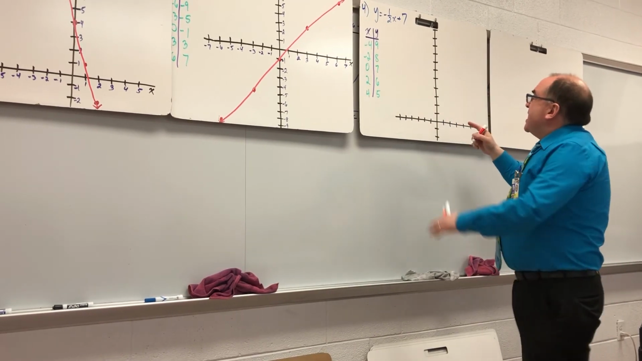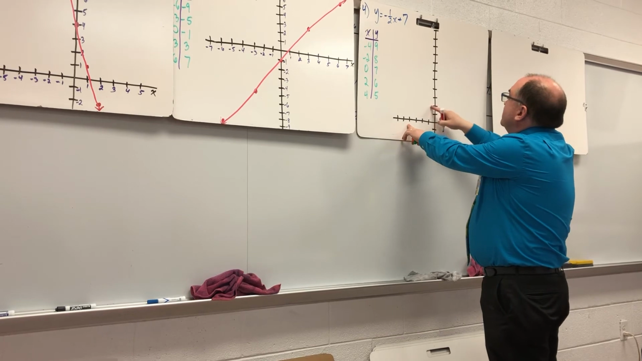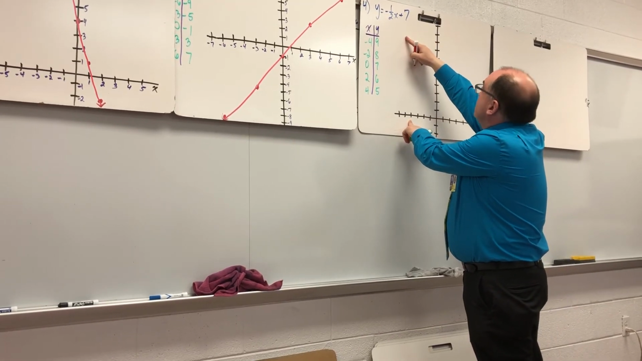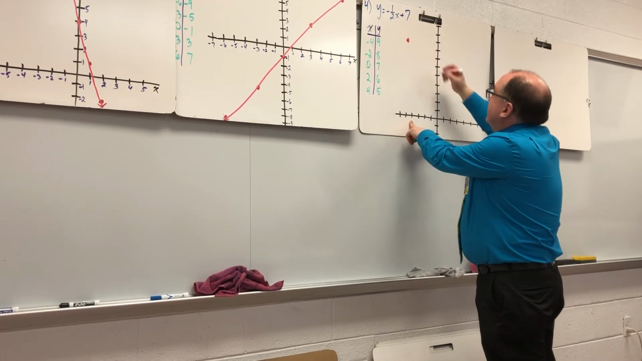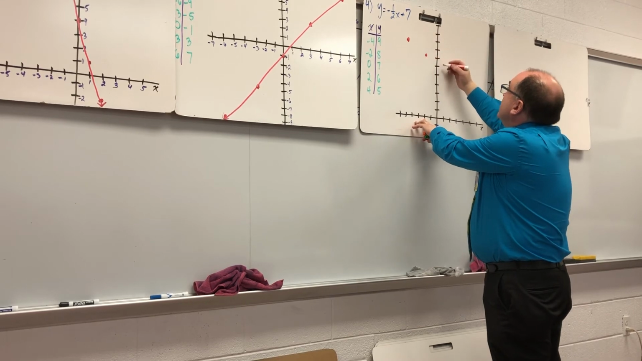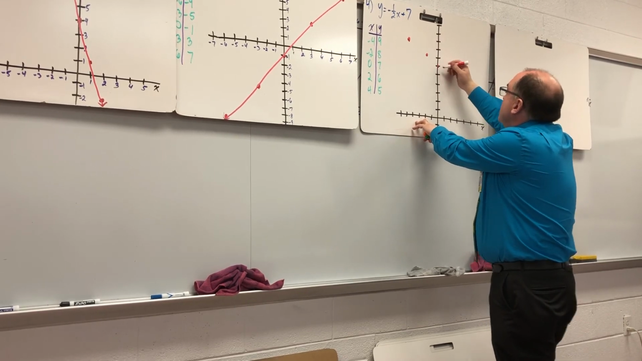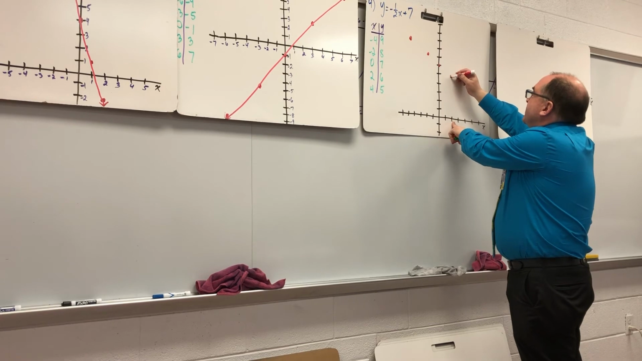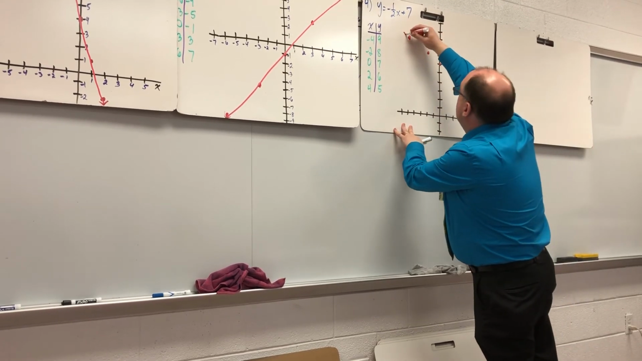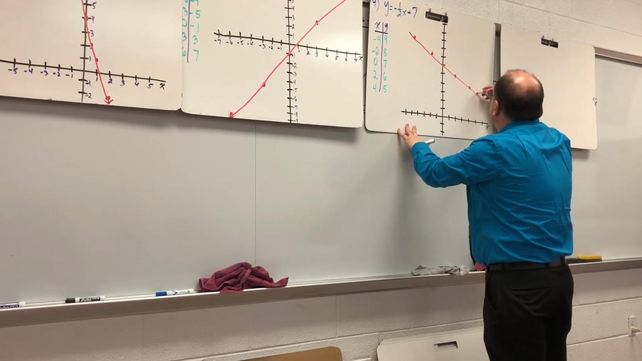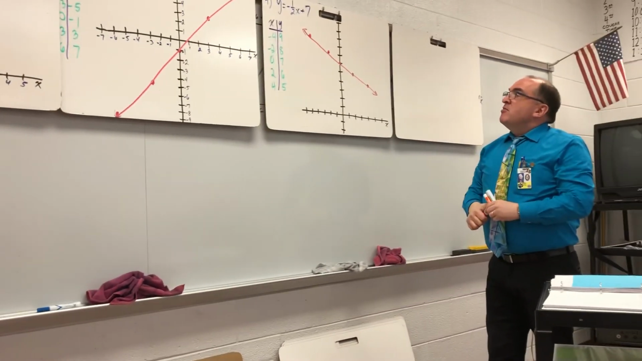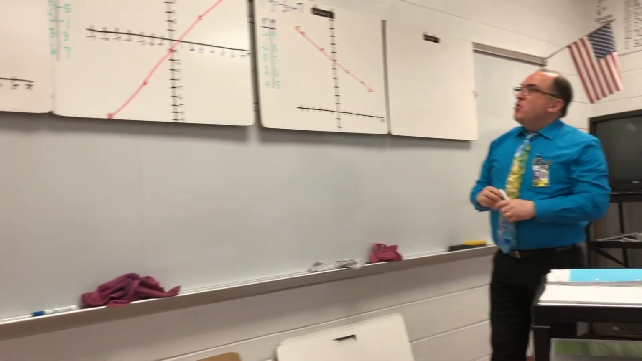Negative 4, 9. Negative 4, 1, 2, 3, 4, 5, 6, 7, 8, 9. Negative 2, 8. 0, 7. 2, 6. 4, 5. And draw your line with arrows at both ends. And that's how you graph the equation of a line, by creating 5 points.